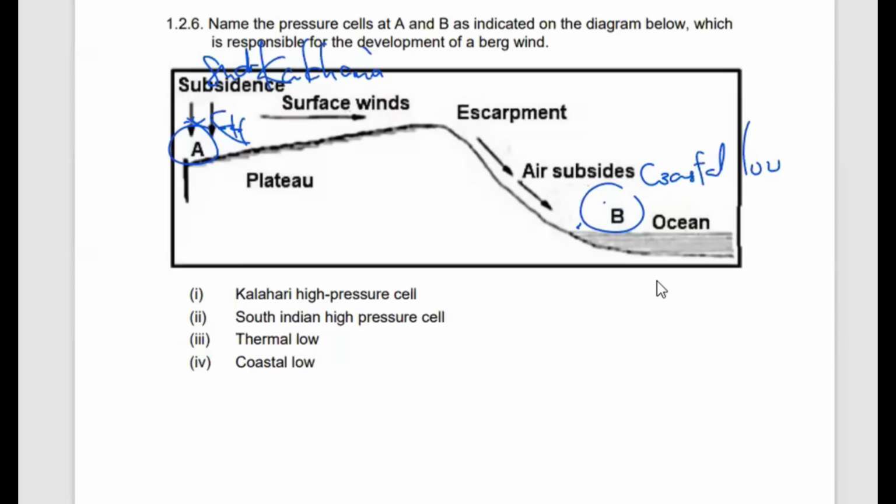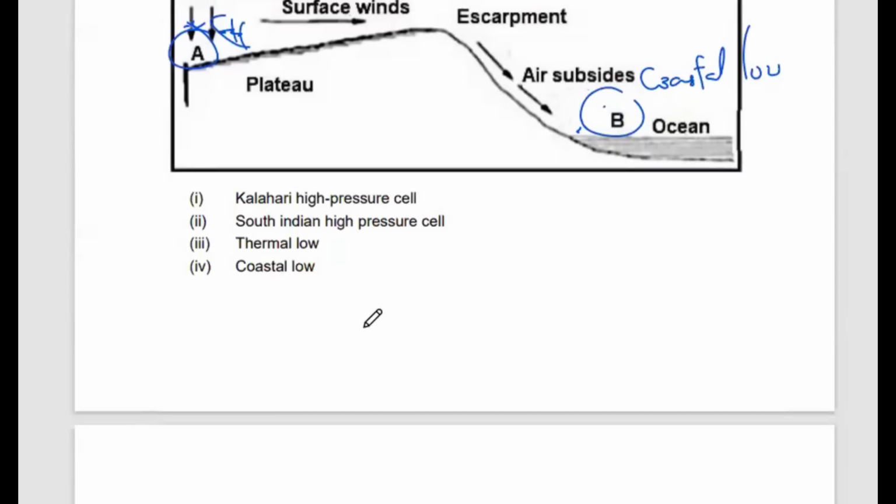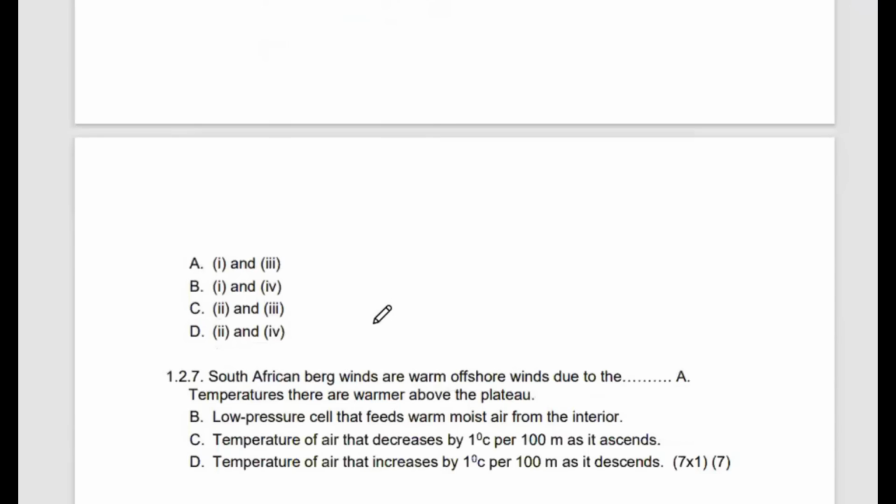And as the air goes down the escarpment, it heats up adiabatically. And as it reaches the coastal areas, it becomes a hot and dry gusty wind in the form of the Berg wind. So our correct response for number 126 is a combination of Kalahari and coastal low, which is item B.